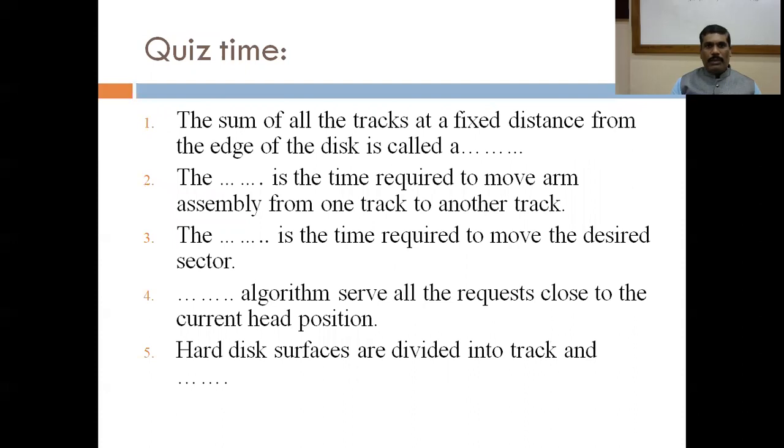It is quiz time. The sum of all the tracks at the fixed distance from the edge of the disk is called dash dash. The dash dash is the time required to move arm assembly from one track to another track. The dash dash is the time required to move to the desired sector. Dash dash algorithm serves all the requests close to the current head position, and hard disk surfaces are divided into the tracks and dash dash.